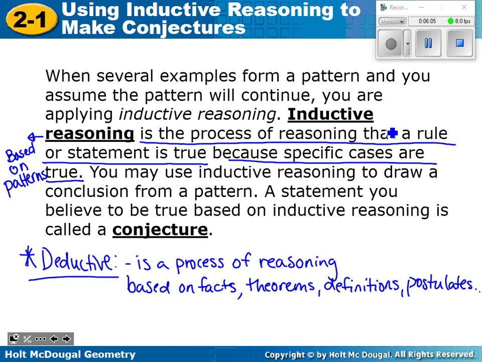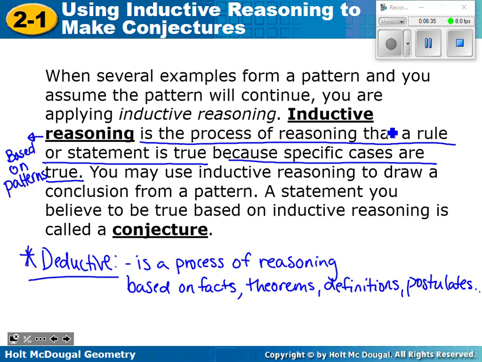Okay, so based on facts is deductive. The majority of this course, we're going to be using deductive reasoning. We're going to have a theorem, a postulate, a definition, a fact, and we're going to make decisions based off our facts. We're not going to wait for a pattern to happen before we make a decision about what our answer is or what we should do, with the exception of this first section, which is about patterns and inductive reasoning, okay? But from then on, everything we do is going to be deductive.